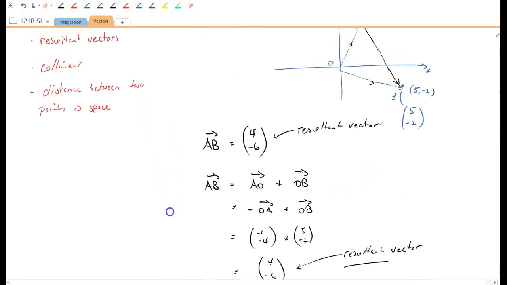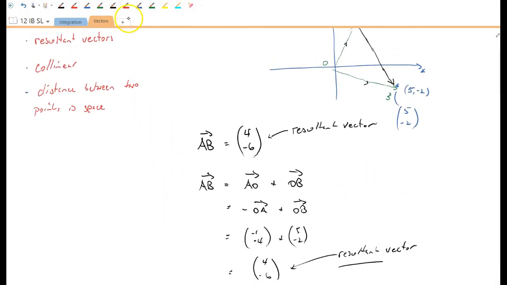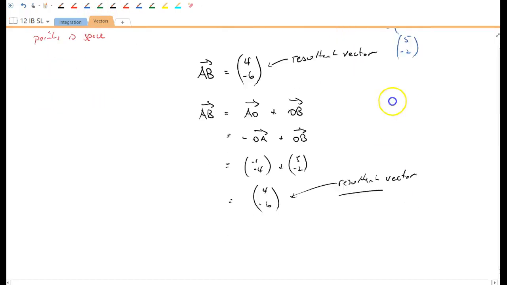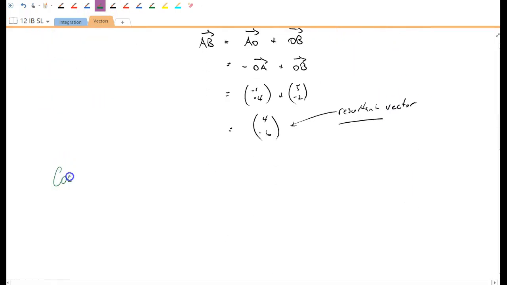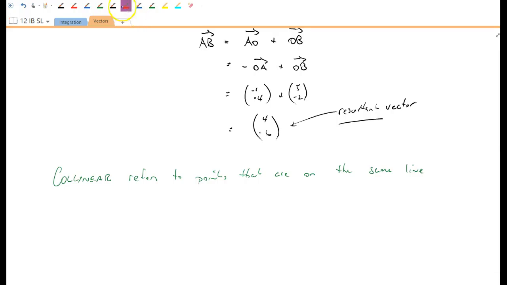Why don't I have a look at collinear and what that means? Collinear means you've got points on the same line. Collinear refers to points that are on the same line, so they lie in a straight line. Collinear points lie in a straight line.